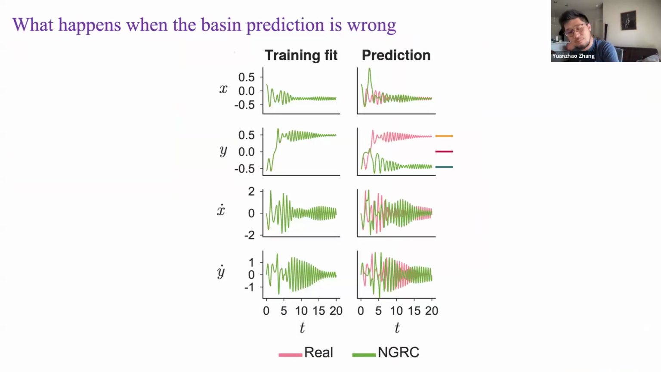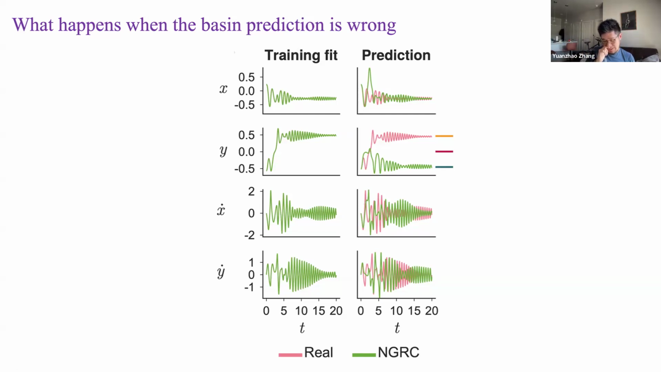Okay, now let's look at a few example trajectories and see what happens when the basin prediction goes wrong. So here I'm showing it for NGRC using radial basis functions. Again, the training fit is always good. It doesn't matter which nonlinear features you use, if you give it enough features, NGRC is always able to have very, very small training error. But of course, when you make predictions, things can go wrong. And if you look closely, the NGRC and the real system trajectories are close for a little bit, but then they diverge from each other, very similar to what happens in, say, chaotic Lorenz systems.